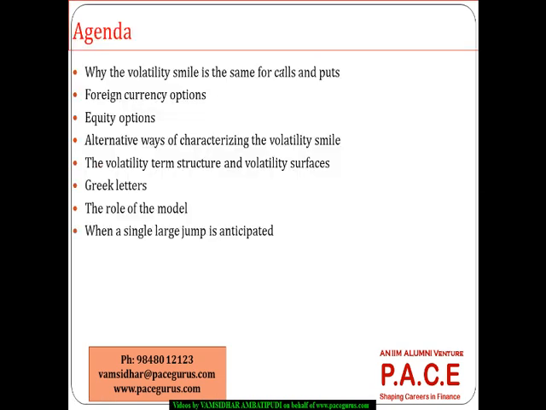So we are going to look at why the volatility smile is the same for call options as well as put options. We say that it is the same, so we want to find out why. How does the volatility smile graph look for a foreign currency option, and how does it look for an equity option, and why does it look that way? What are the alternative ways of characterizing the volatility smile? In general, the volatility smile is the plot of volatility against the strike price, but what are the various other ways that we can use for it?